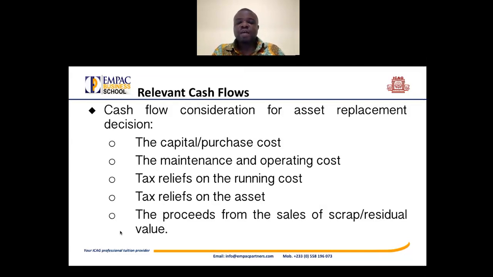Then we also consider the proceeds from the sale of scrap or residual value. As part of the replacement, at the time that you intend to replace the asset, there may be some residual value of the asset, which you may dispose of to realize some inflows. That cash flow must also be considered in the replacement decision. So these are the key considerations you have to make in determining the cash flows to be used in the asset replacement decision.